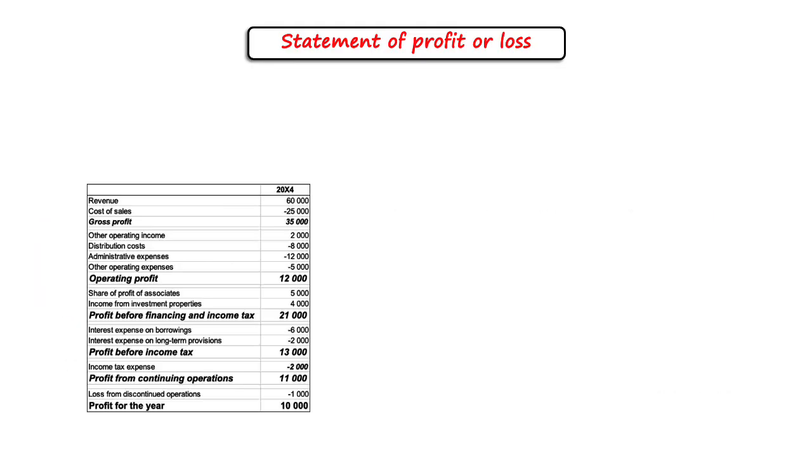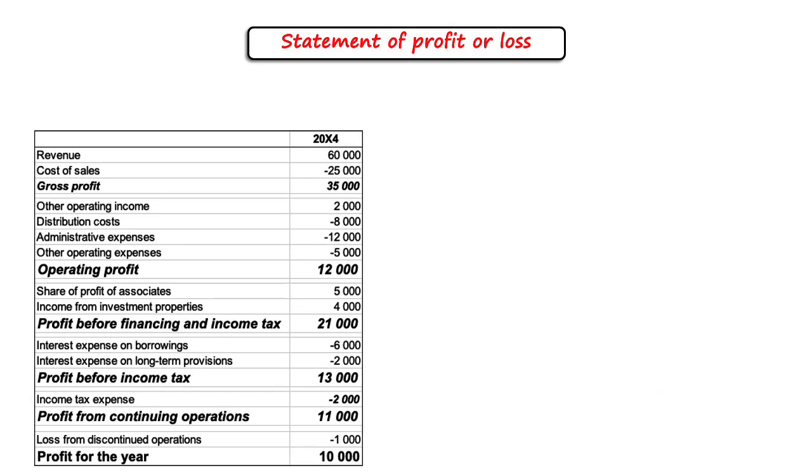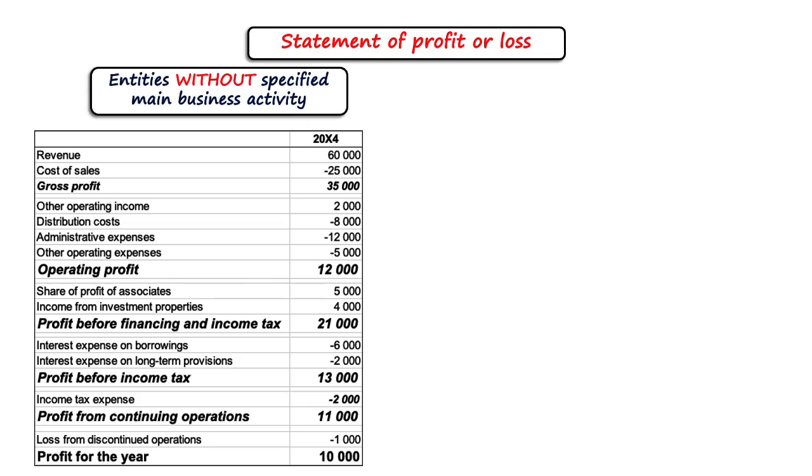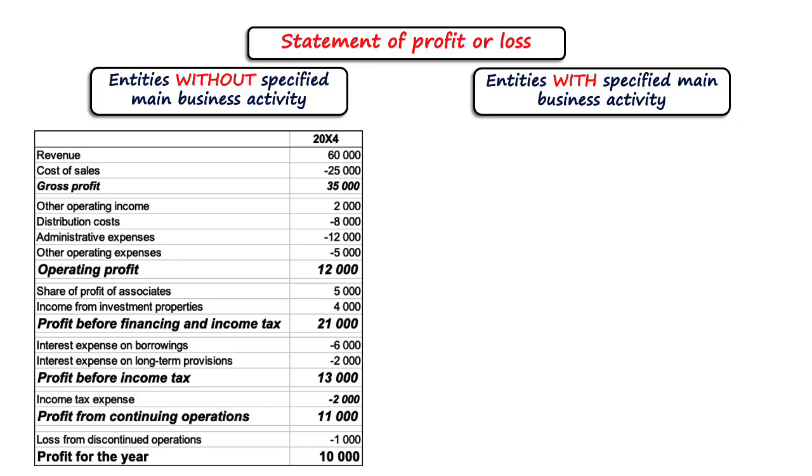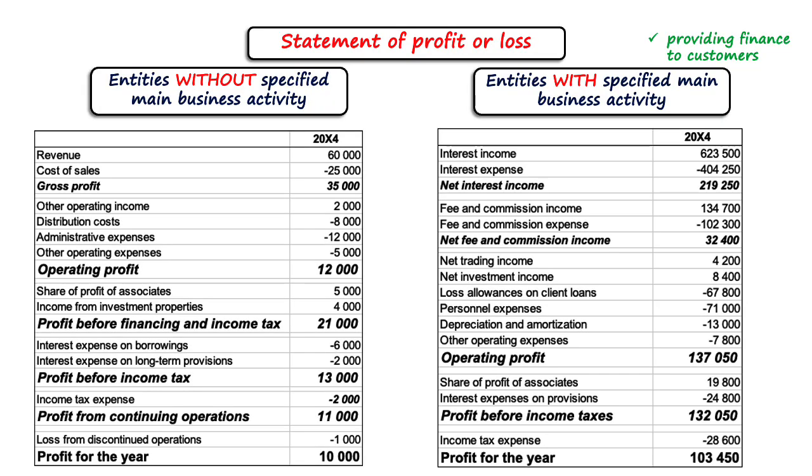So let's see. Again, we have our profit or loss statement that you have already seen. This is a typical presentation for an entity without a specified main business activity, like a manufacturer or retail company. Now let's compare this with the profit or loss statement of an entity with a specified main business activity, in this case providing finance to customers, because we will look at the bank. So you can see the statement here and take a closer look. You will see that some items are presented differently in different categories.